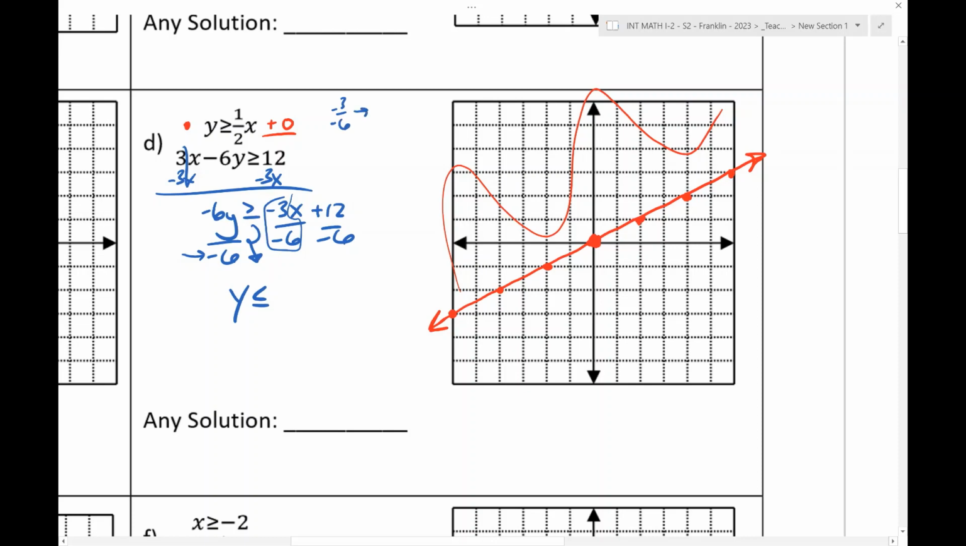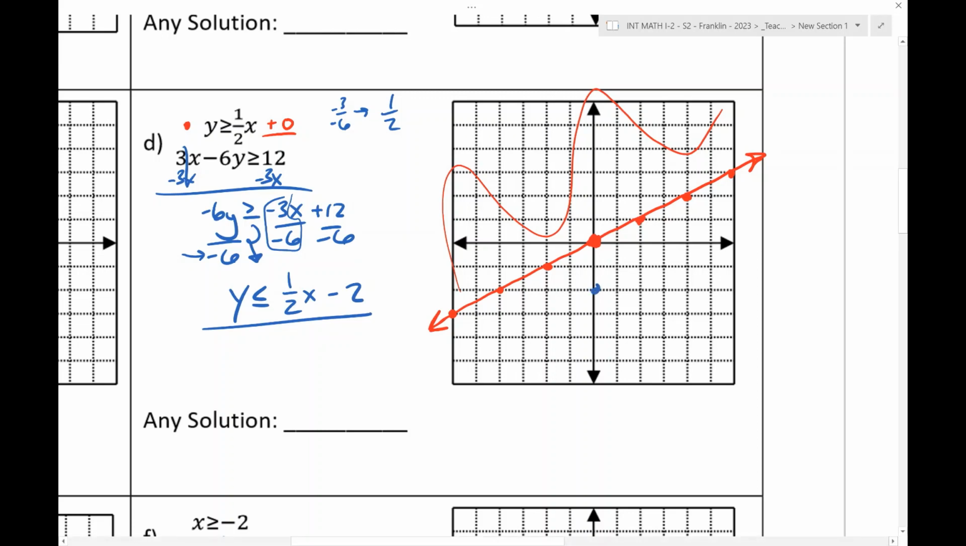Now those two negatives will cancel out, and 3 over 6 reduces to 1/2. So that is positive 1/2 x. Just leave it like that. And then 12 divided by negative 6, that's a negative 2. So there's our equation, or our inequality rather, in slope-intercept form. Now we can graph it.